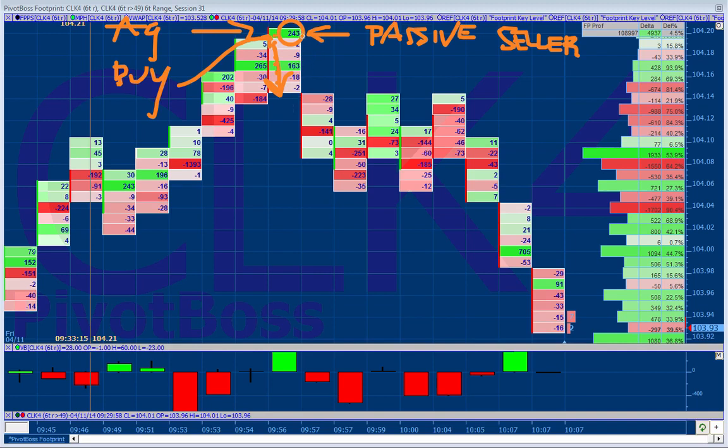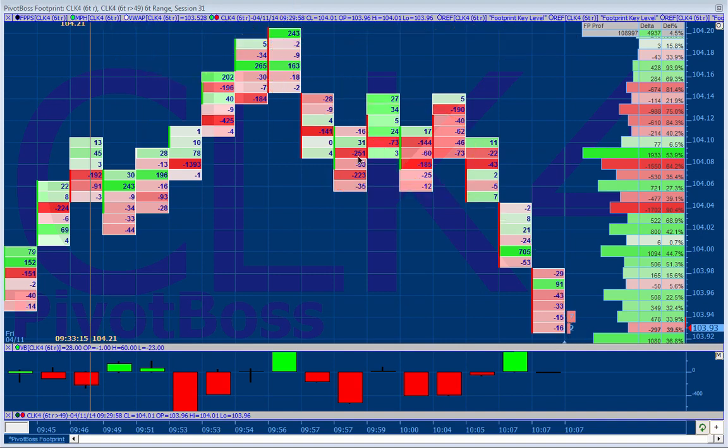That's bad for them because now this buyer becomes these sellers. And that's ultimately what pushes price lower. Now look what happened. After price rotated lower here and pushes downward, the first bounce back up brings you right back to this level right here, which is 104.14.